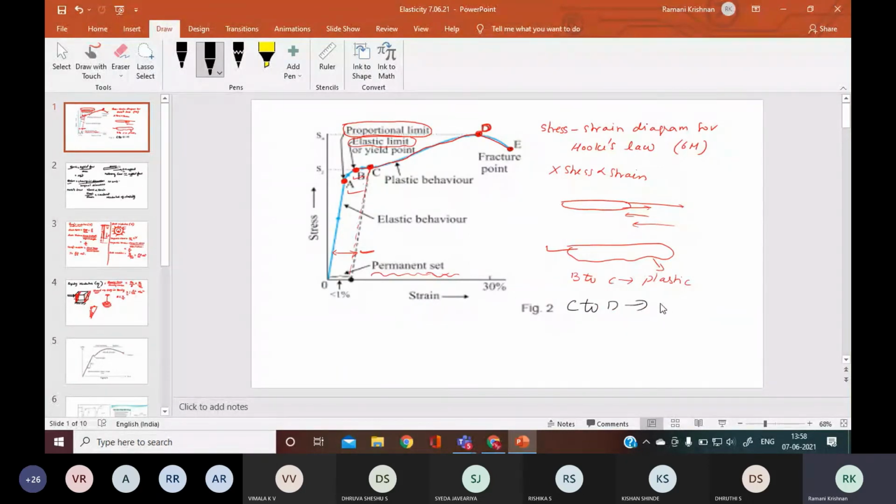It is called strain hardening. The body becomes hard, so this is called strain hardening. We are going to see the reason why. And from D to E, the body becomes soft, so it is called strain softening. Sometimes, if I apply less force, the body will become bigger. It's the other way: if we apply more force, it will remain the same because it has lost all its properties.